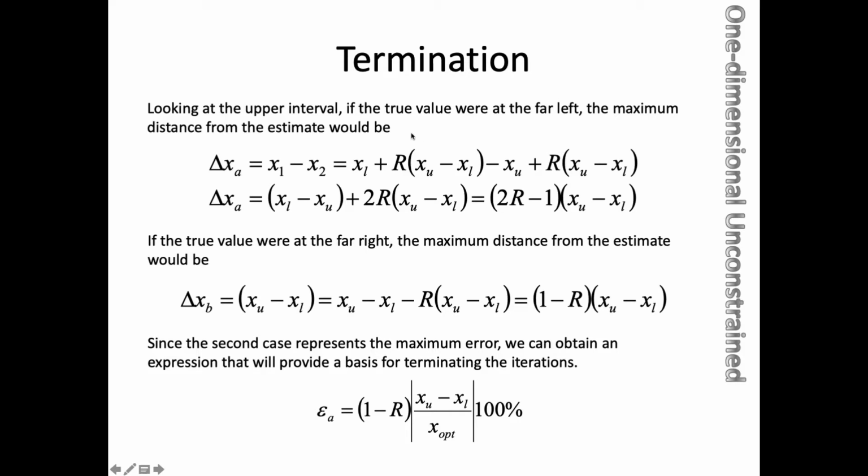So looking at the upper interval, if the true value were at the far left, the maximum distance from the estimate would be 2r minus 1 times xu minus xl. And if the true value were at the far right, the maximum distance from the estimate would be 1 minus r times xu minus xl. Since the second case represents the maximum error, we obtain an expression that will provide a basis for terminating the iterations. And this is the expression that we're going to use.